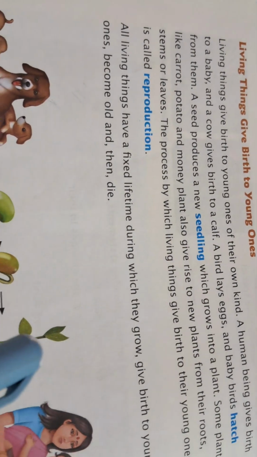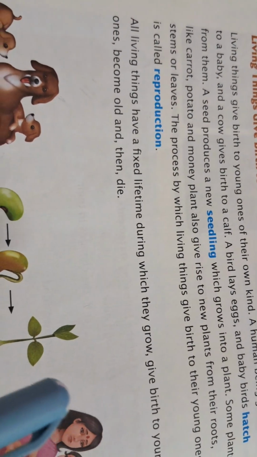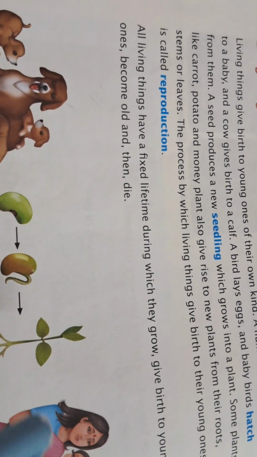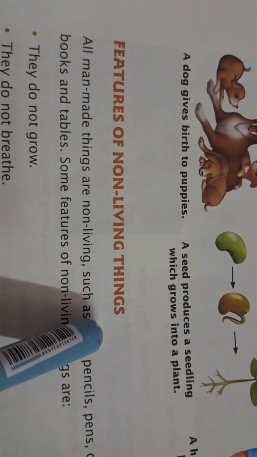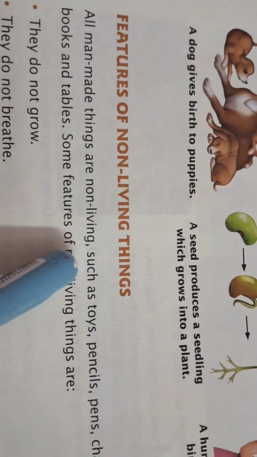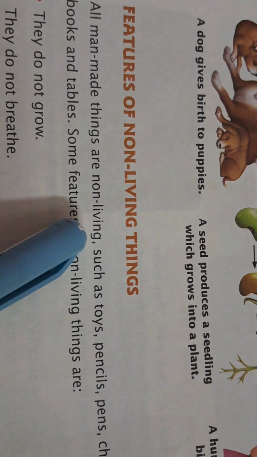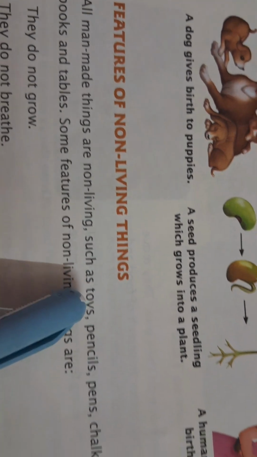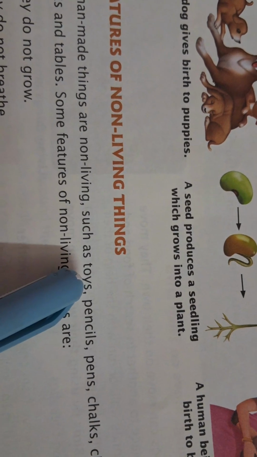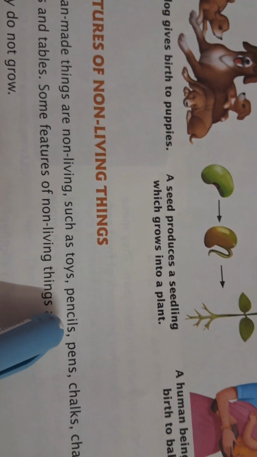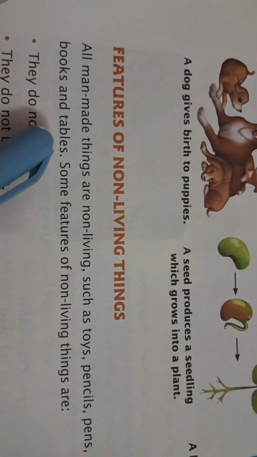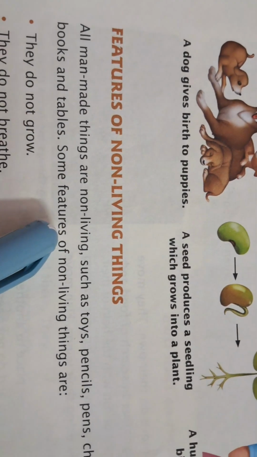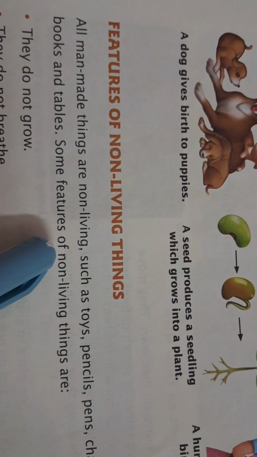Okay, understood? So these are the features of living things. Next we will move on to the features of non-living things. All man-made things, whatever we are making now, we call a non-living thing, such as toys, pencils, pens, chalk, chairs, books and tables. All these are non-living things which are made by man.